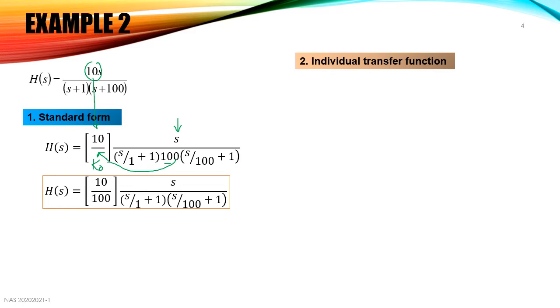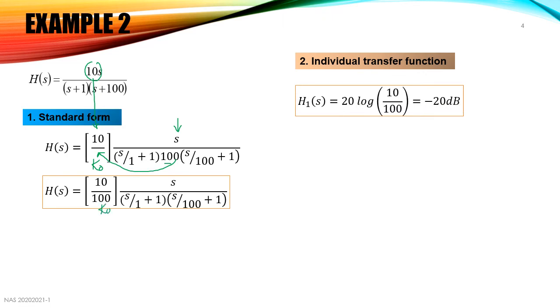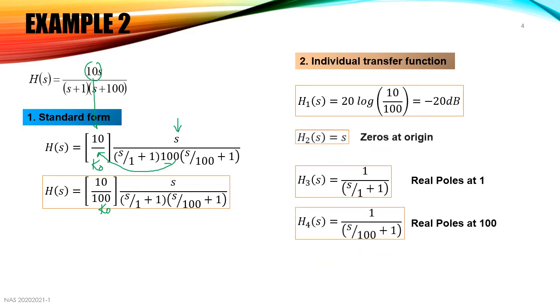Next you need to rewrite the individual transfer functions. First you have the constant, 20 log of K naught. K naught in this case is 10 divided by 100, which equals negative 20 dB. And then move on to the next, s on top. There's no bracket, so you know it is zeros at origin. Sorry, supposed to be zeros at origin. The transfer function for this component is H2(s) equals s.